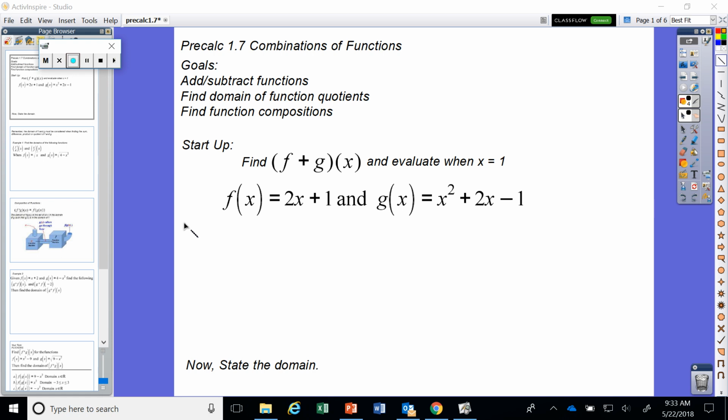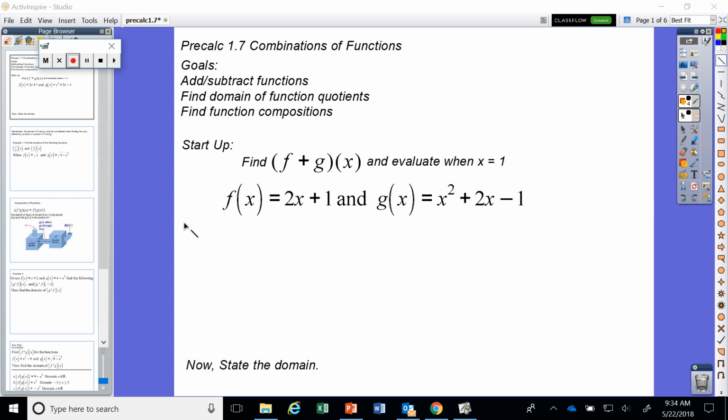Alright, ladies and gentlemen, diving into 1.7 of our pre-calc talk, which opens up the discussion about combinations of functions. In my opinion, a very fun way to utilize a function and to understand what happens when there's a relationship between functions themselves. Within this section, our goals are to add and subtract functions, find domains of function quotients, find function compositions, and evaluate some of these compositions as well.